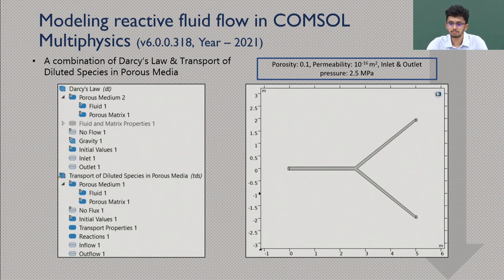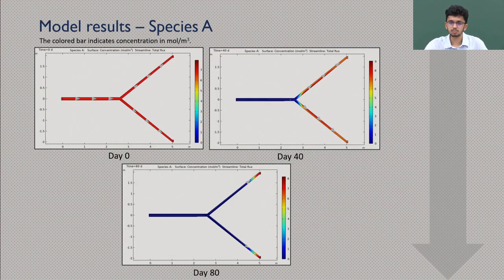Now the porous medium module here in transport of diluted species in porous media also has similar properties fixed into it, the porosity and the permeability. The initial values are around 306 Kelvin for the temperature, and the pressure is, as I said, 2.5 megapascal at both the inlet and the outlet. The reactions are also simple reactions with rate laws fixed, and the inflow and outflow are the same as the inlets and outlets. So let me get to the model results.